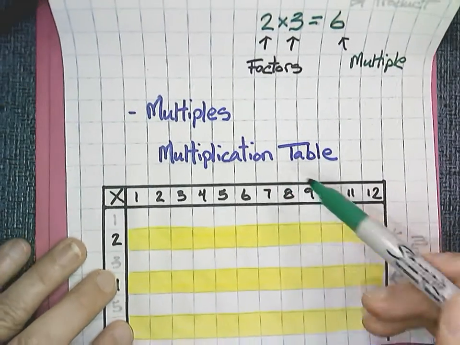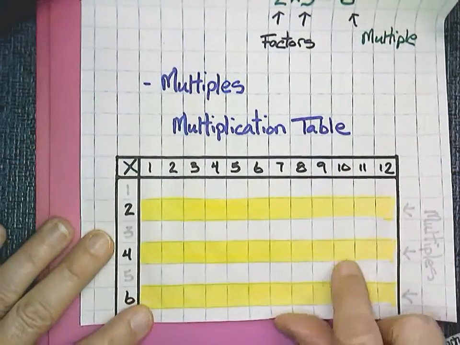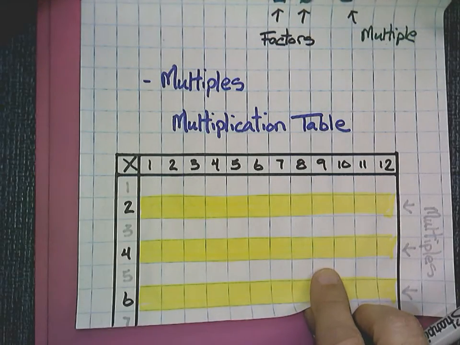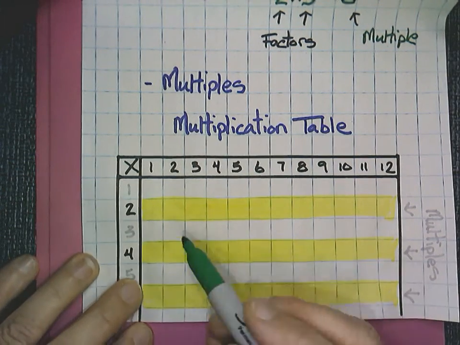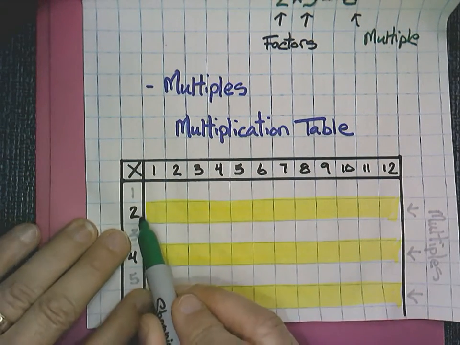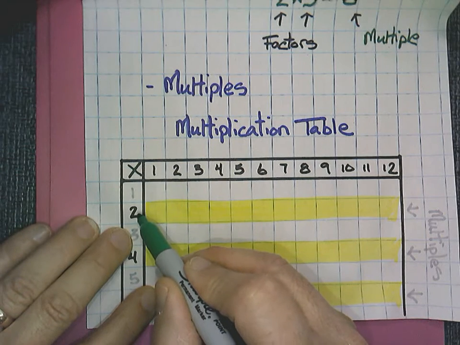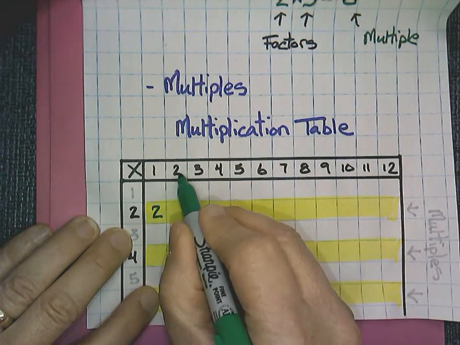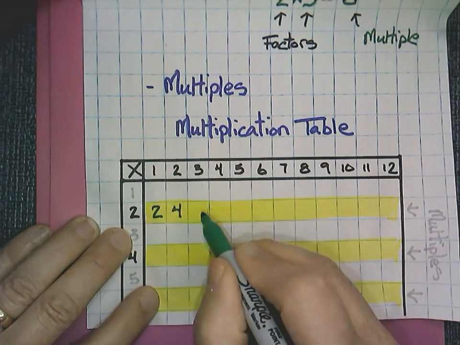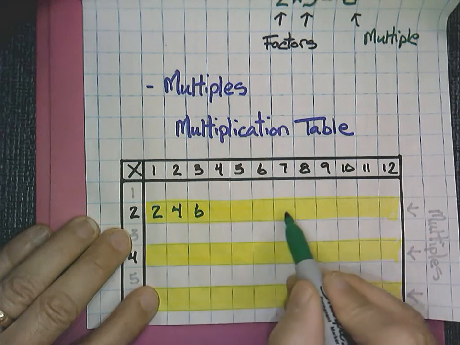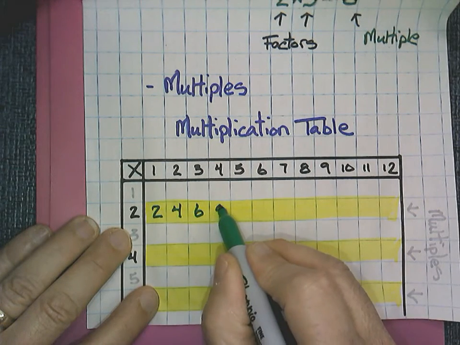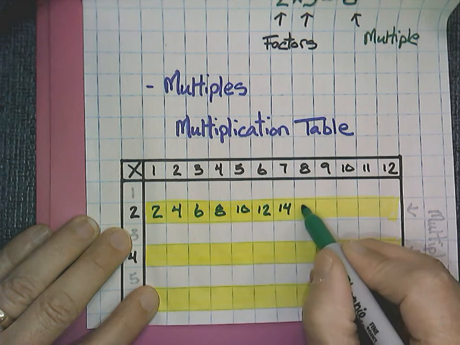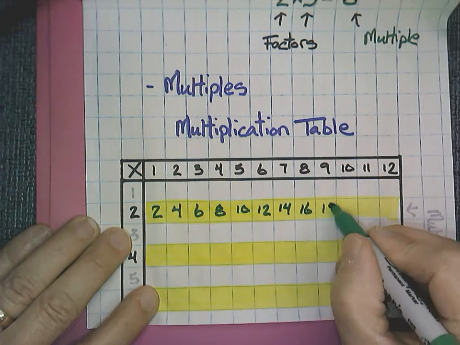So let's look into multiples a little bit more, using a multiplication table. I just replicated part of a multiplication table, something that looks like this. I'm only going to do a few. If I look at multiples of 2, what we're looking at is 2 times 1 is 2, 2 times 2 is 4, 2 times 3. Many of you count by twos: 2, 4, 6, and that's the same thing, 8, 10, and so on.